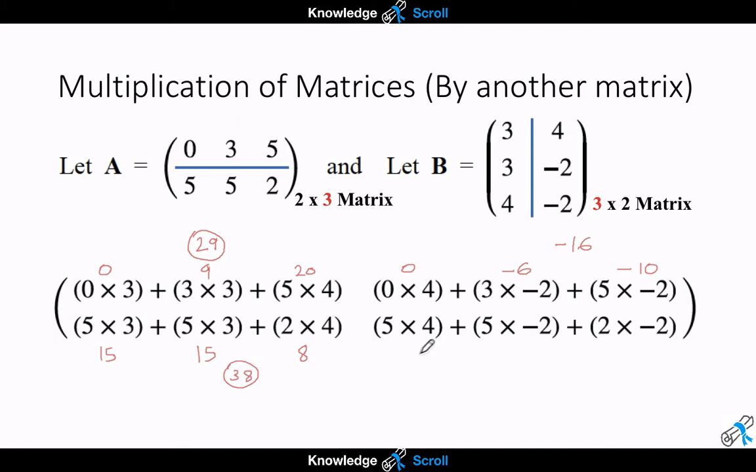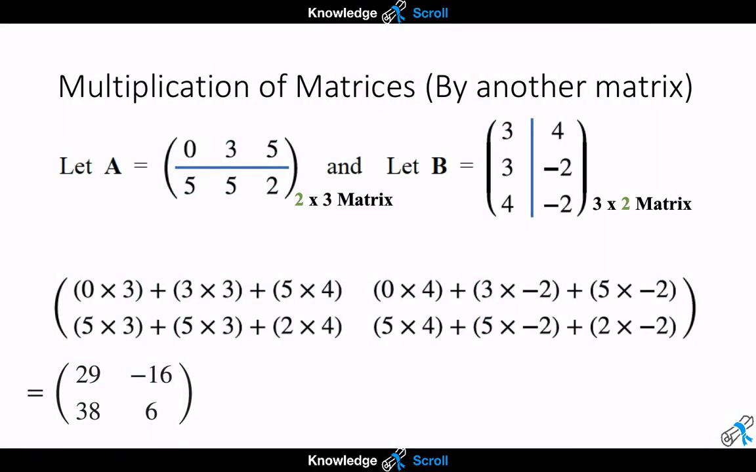And lastly, we have 5 by 4, which is 20. 5 by -2 is -10. And 2 by -2 is -4. So 20 take away 10, take away 4, that should give me 6. So our final answer is going to be the matrix 29, -16, 38, and 6.